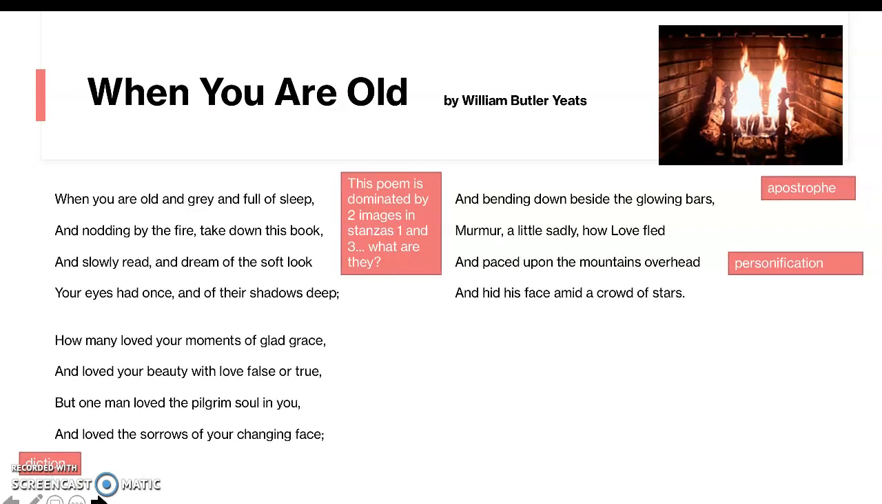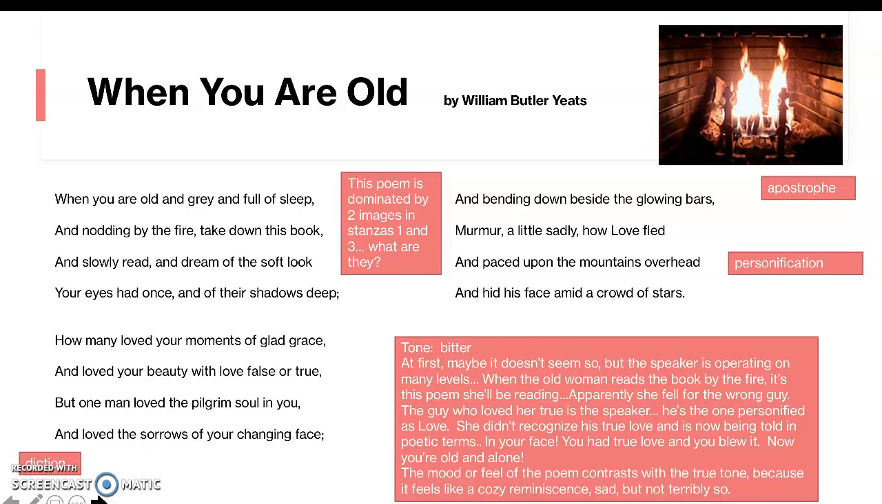The poem is dominated by two images. In stanza 1, you've got the image of her, old, sitting by the fire, reading a book that has this poem in it. And the third stanza is dominated by this image of love that she missed out on. He fled and paced among the mountains. So the overall tone of this poem is bitter, and you may not have caught on to that at first, but the speaker here is operating on many levels.